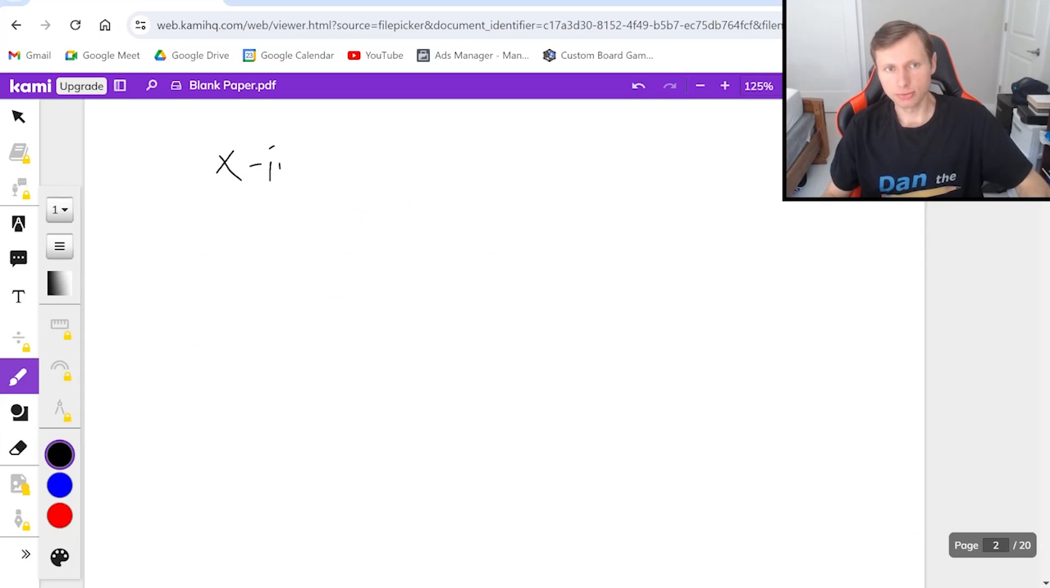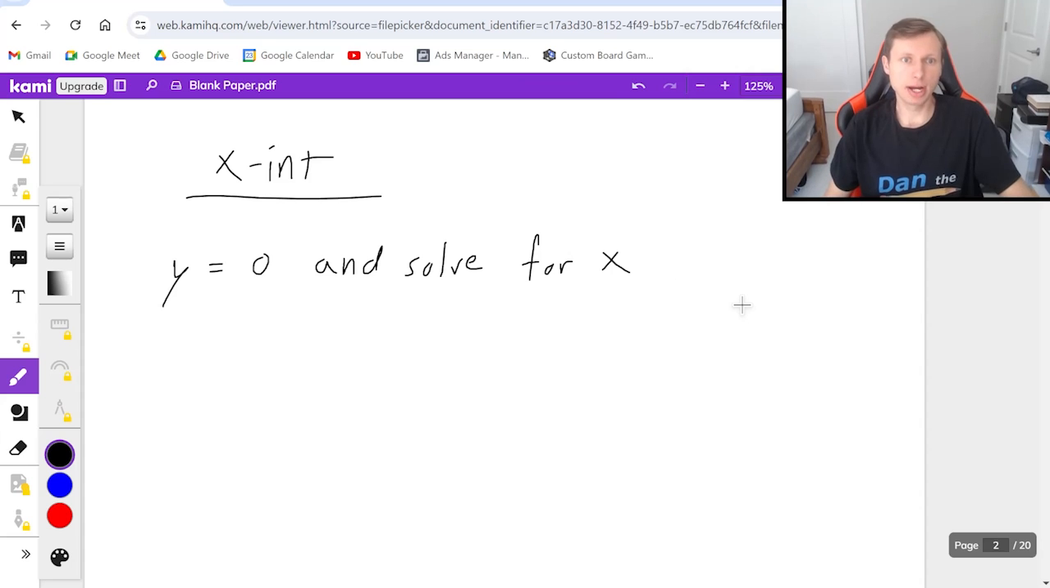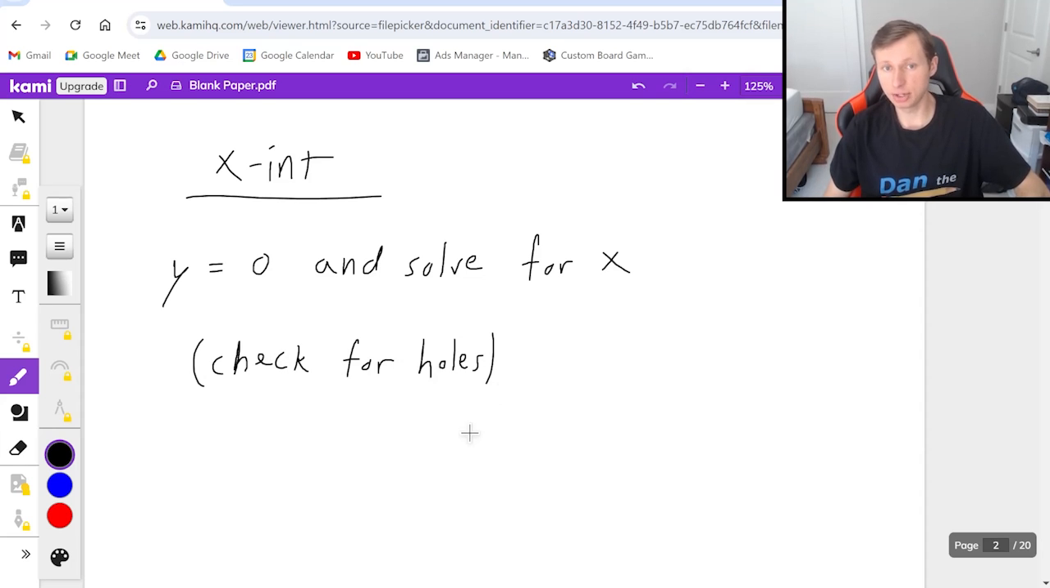So first, for x-intercepts, the goal is you're going to set y equal to 0, and you're going to solve for x. Keep in mind, you can have more than one x-intercept. You can also have 0 x-intercepts. That's possible as well. And the other thing we have to know for x-intercepts is that we have to check for holes in the graph, and I'm going to be explaining how to do that. Well, might as well just explain it now.